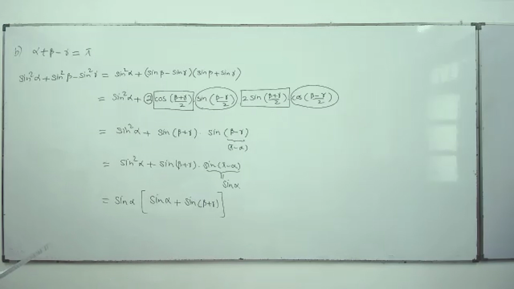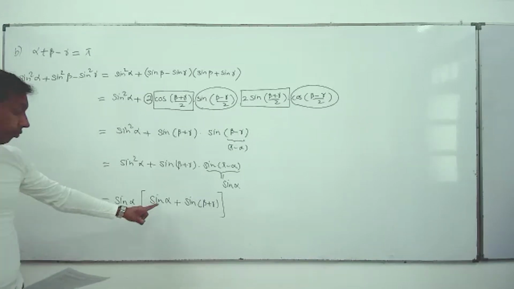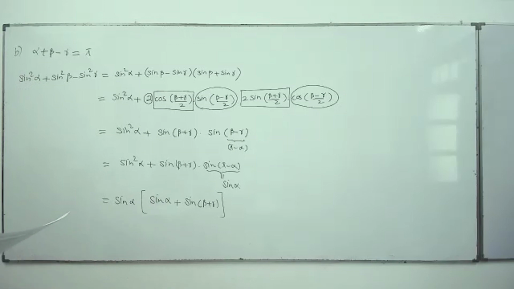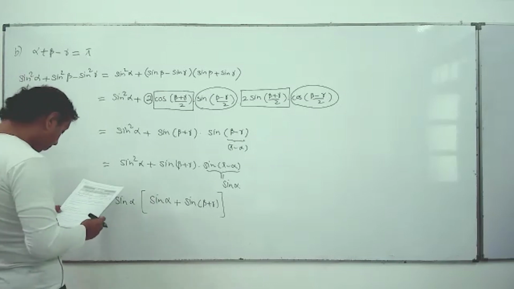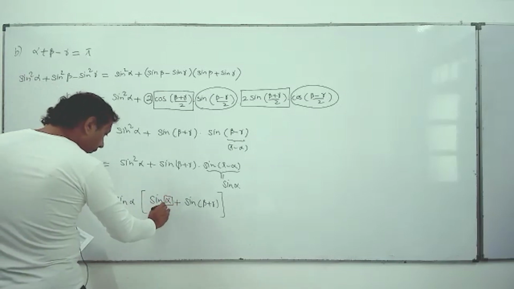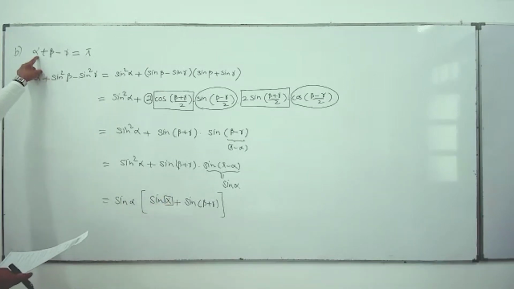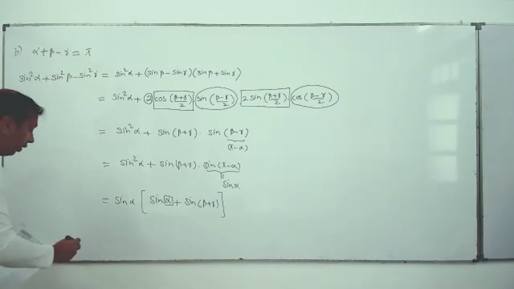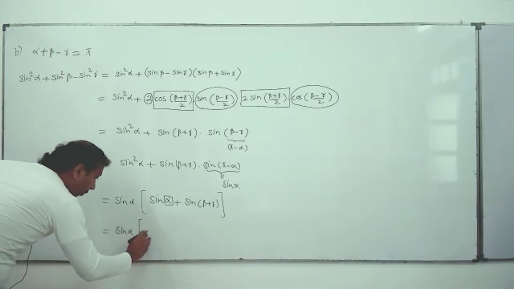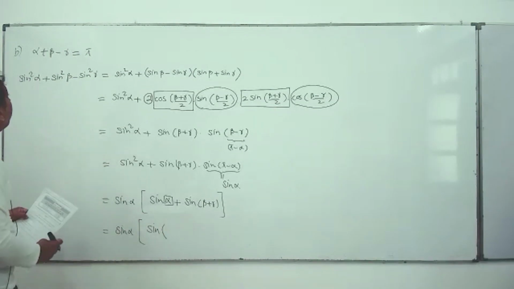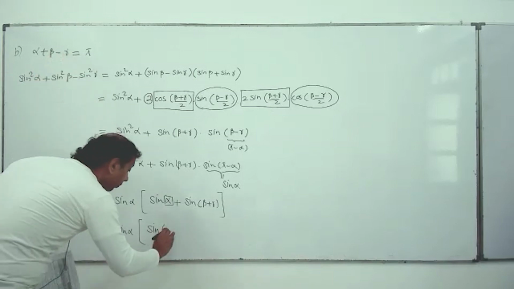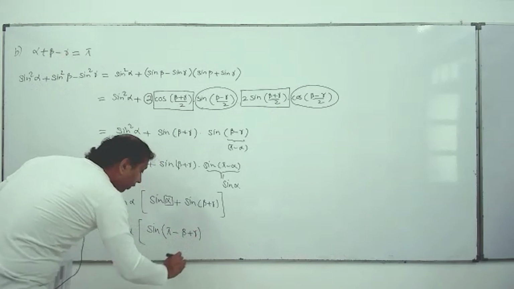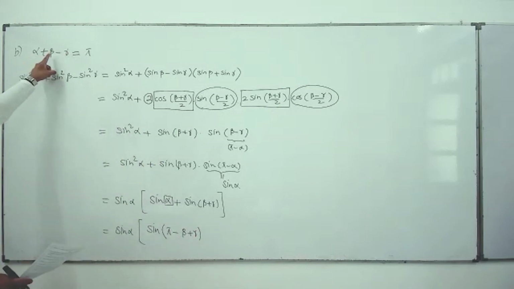Right. Now here we have to apply again sin C plus sin D. Before applying that, I replace this alpha by substituting alpha by this. Bring minus gamma and beta to the right hand side. So what do you get? Sin alpha equals sin of pi minus beta plus gamma.